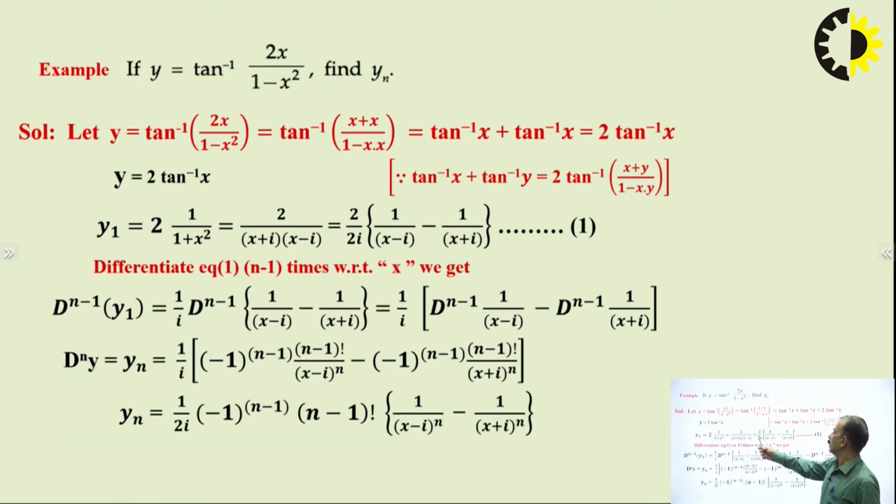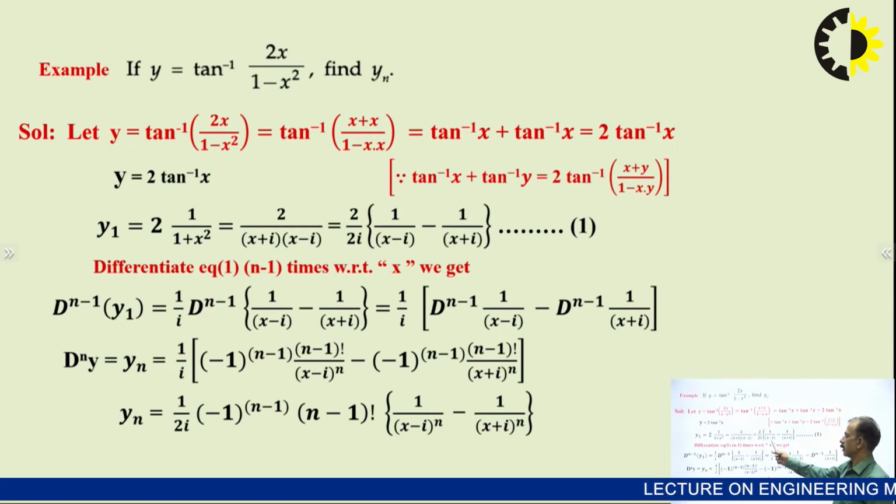So we can use partial fractions for finding the values of a and b. After using partial fractions, the value of a is plus 1 and the value of b is minus 1. So we can write the first derivative of the given function as 1 upon i into (1 upon x minus i minus 1 upon x plus i).